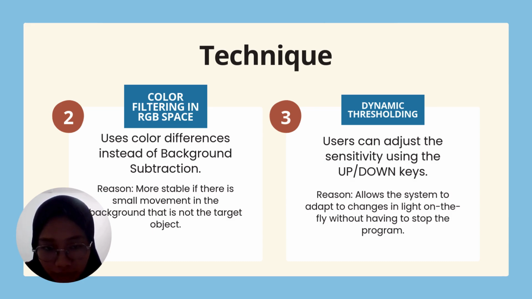For the third technique, we use dynamic thresholding so that the user can adjust the sensitivity using the up and down keys. The reason is we want to allow the system to adapt to changes in the light on the fly without having to stop the program.